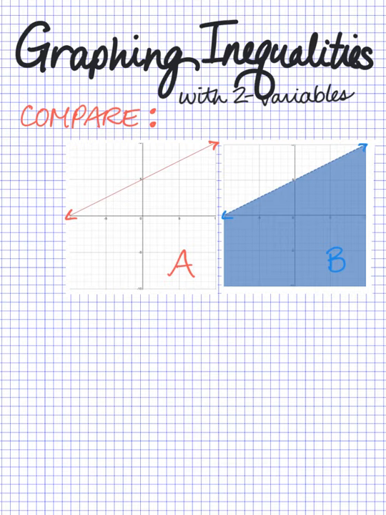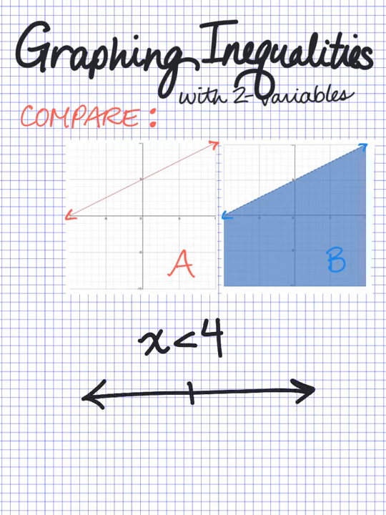Welcome back. Today's lesson is on graphing inequalities with two variables. So in class, we've graphed inequalities that looked like this. Let's say x is less than 4. We would look at a number line. Here's our 0, here's our 4.